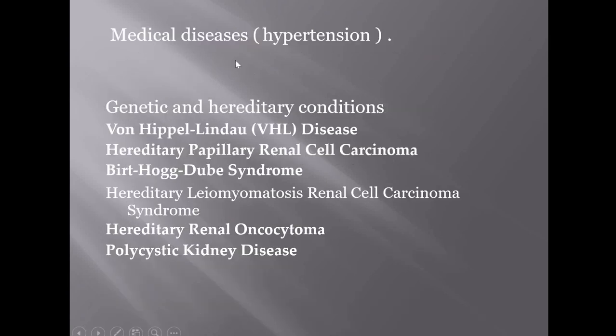So it's also associated with hypertension. Long-standing hypertension can also cause kidney damage, and in the long term it can progress to RCC. Associated with renal cell carcinoma, there are certain genetic and hereditary conditions, which we very commonly find. These include von Hippel-Lindau disease, hereditary papillary renal cell carcinoma, Birt-Hogg-Dubé syndrome, hereditary renal oncocytoma, and it is also seen in certain cases with polycystic kidney.